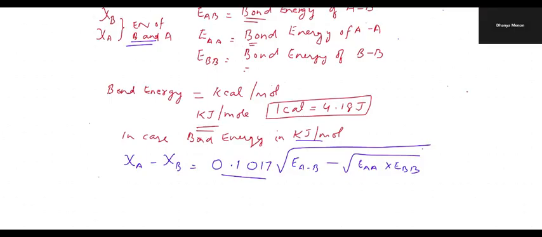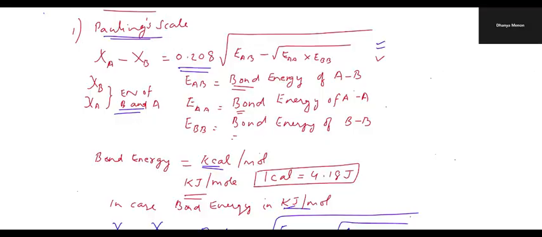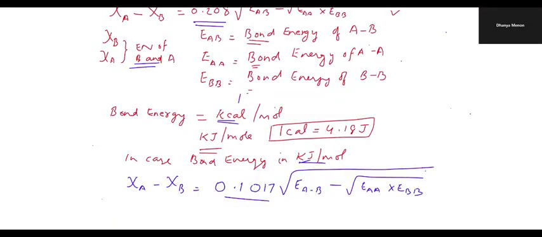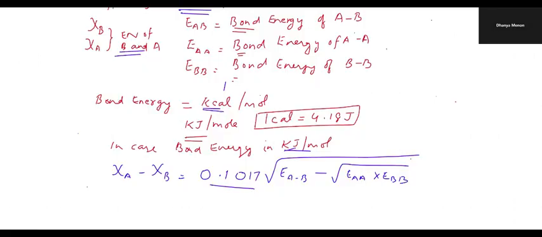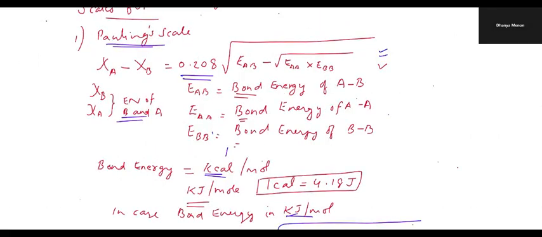The bond energy in the question should be given in kilocalories per mole. If it is given in kilojoules per mole, then instead of 0.208, you can use 0.107 in the formula. So the problem is solved. Sometimes they might give you the chi values, or two values of bond energy, and ask you to find the third value. These are the questions you can expect, so it is better to memorize the formula.